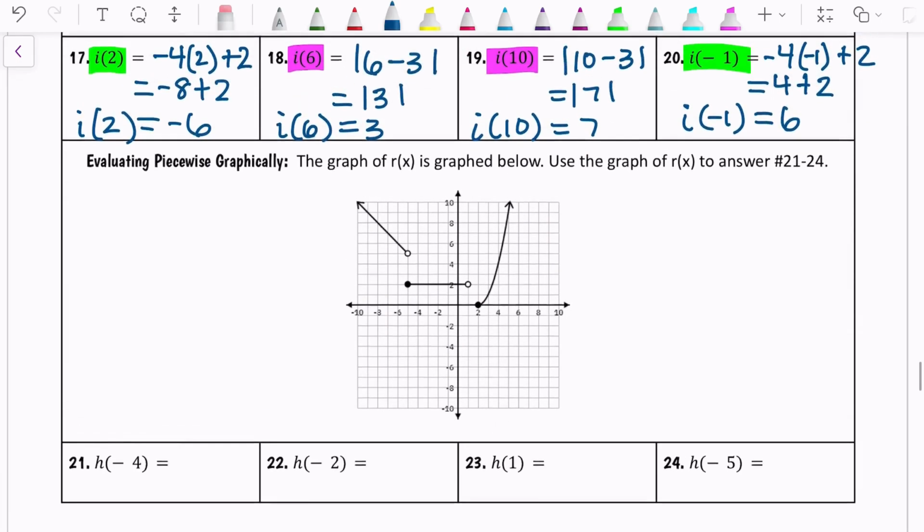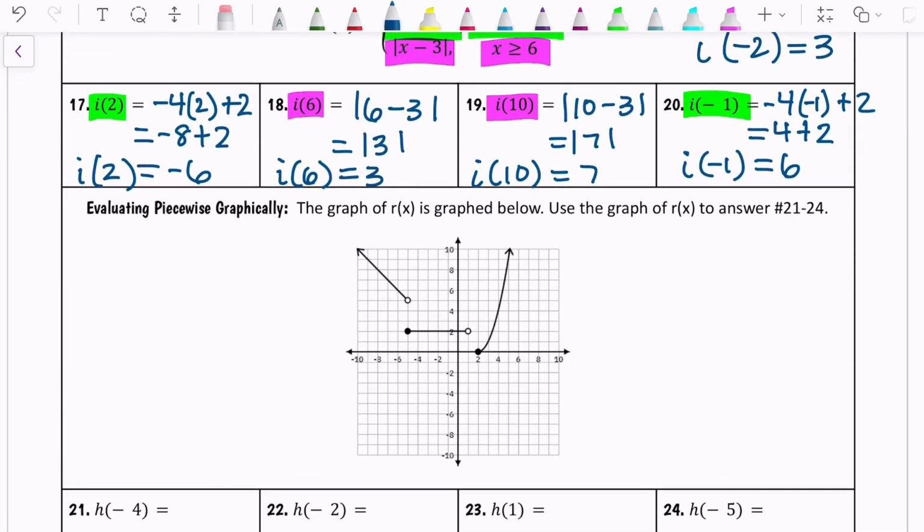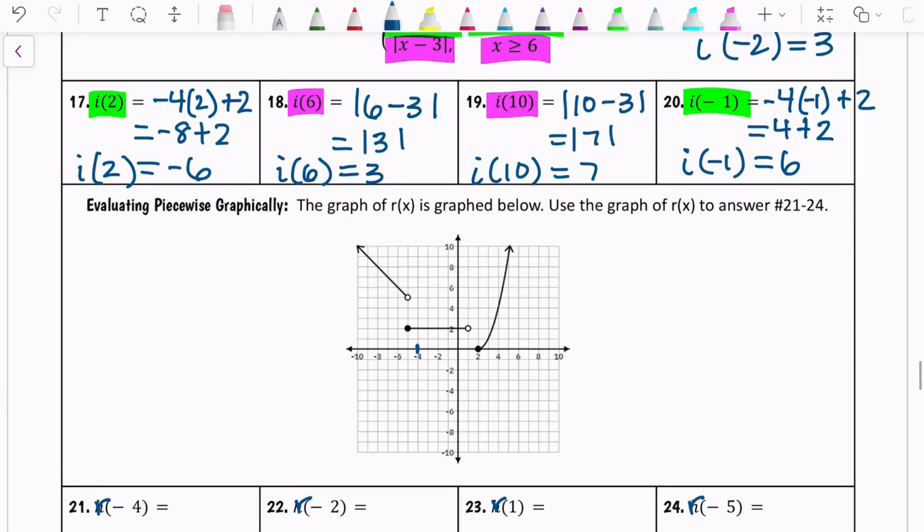Last one, I have evaluate graphically again, and so this one's R of x. It says R of x is graph below. Find the values given that, and there is a typo here. Let's make all of these be R's. And probably if you're watching this, I may have fixed it already. So I have -4. Find my point, it's at 2, because that's the point (-4, 2). When I go to -2, go up, find the point, that's also at 2.